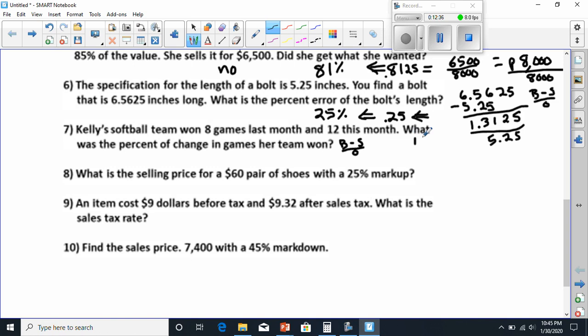Well, this is pretty easy. The big number is 12, the small number is 8. 12 minus 8 is going to equal 4. Now we divide by the original number. The original number was the team won 8 games last month. Well, last month comes before this month.